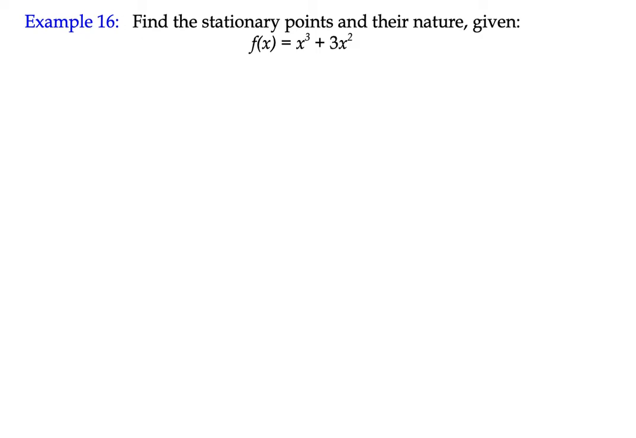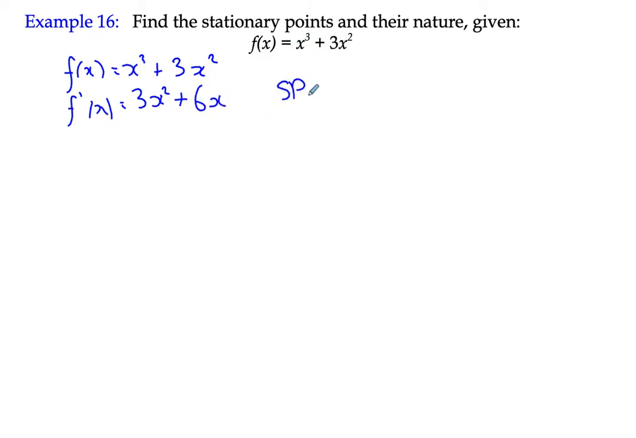So straight on to example 16. It says find the stationary points and their nature given this cubic function, x cubed plus 3x squared. So the first thing I want to do is to investigate for which values of x the stationary points might occur. So if our function f of x is x cubed plus 3x squared, then the first derivative, f dash x, is 3x squared plus 6x. Why are we doing that?